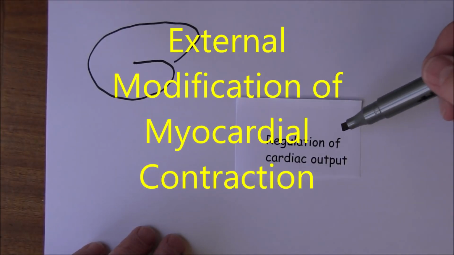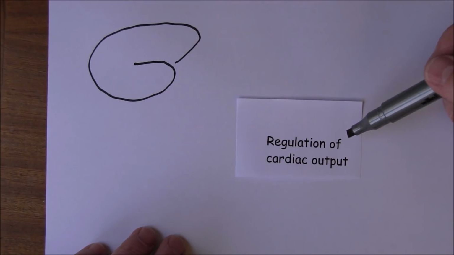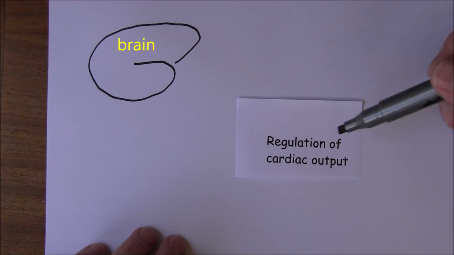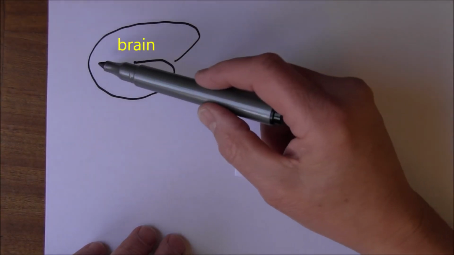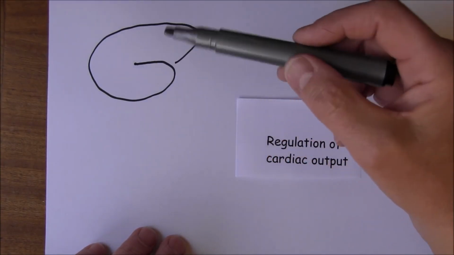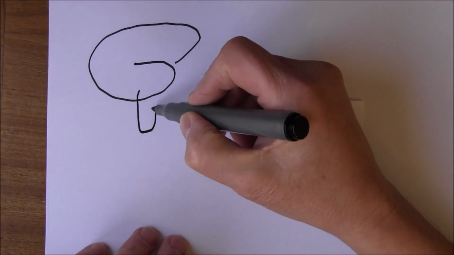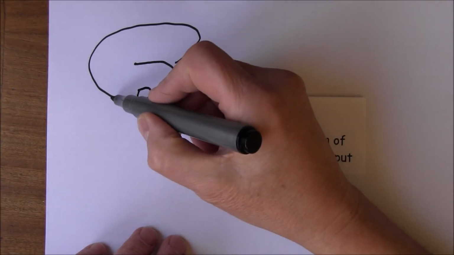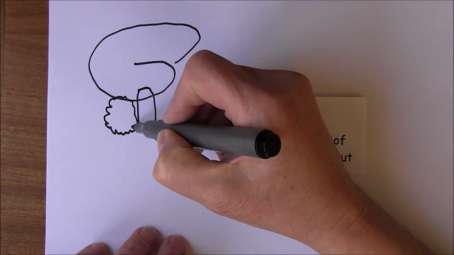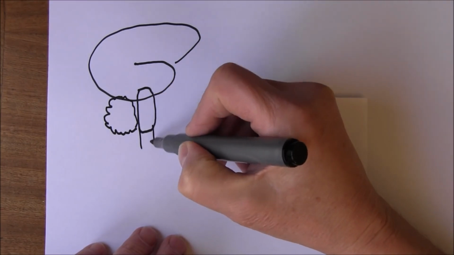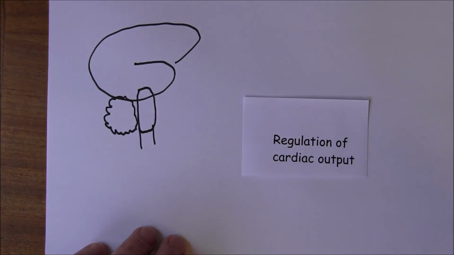So when we're thinking about regulation of cardiac output, regulation of cardiac activity, we need to think about the brain, which is a bit like a boxing glove. Here we've got the frontal lobes, the parietal lobes, the occipital lobes and the temporal lobes. And a lot of the autonomic activity is controlled by the brain stem at the front. And a lot of automatic learnt activity is controlled by the cerebellum at the back here. And of course the brain stem is continuous with the spinal cord below.